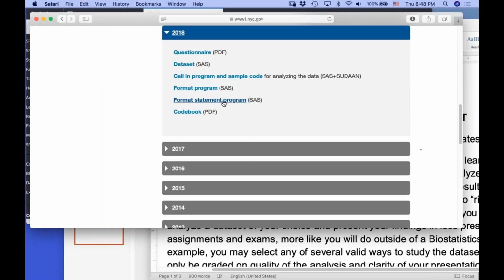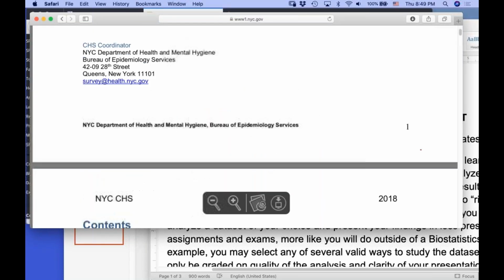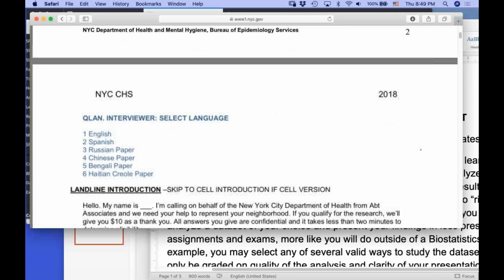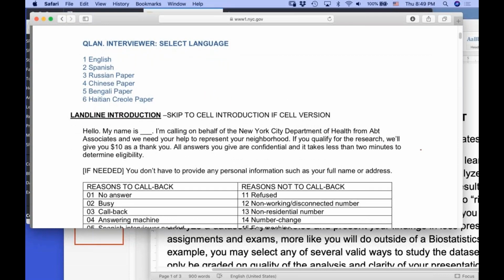So what do we have here in the 2018? Well, one thing we have is a copy of the questionnaire that they actually used. This is actually the questionnaire, and it's really instructions to the interviewer on how to conduct a survey. And if you were doing a study with a survey, you would want to do this.